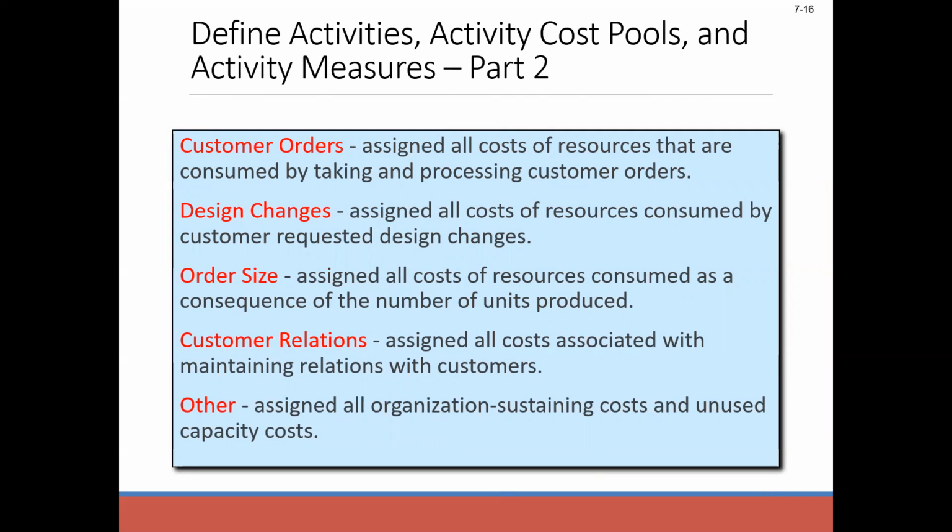So, customer orders: assigned all costs of resources that are consumed by taking and processing customer orders. Design changes: assigned all costs of resources consumed by customer requested design changes. Order size: assigned all cost of resources consumed as a consequence of the number of units produced. Customer relations: assigned all costs associated with maintaining relations with customers. And then any other would be any organization sustaining costs or unused capacity costs.